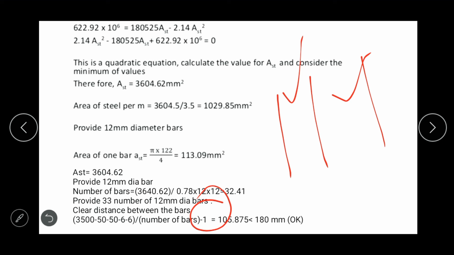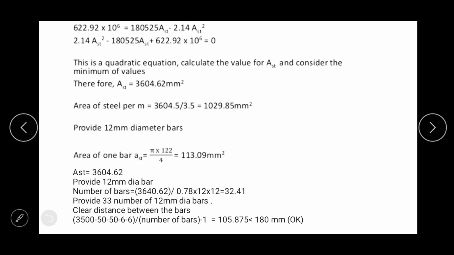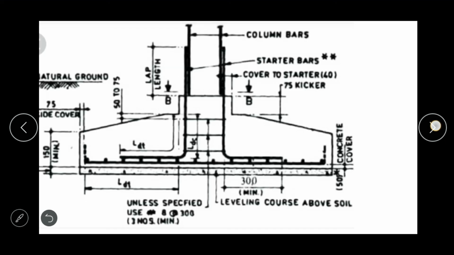So the clear distance between the bars is 105.875 mm, which is less than 180 mm. Hence it is okay, and crack will not arise. This check should be done in order to check whether crack will arise or not. Here you can see from this diagram, this is the dowel bar, and these are the distribution bars.